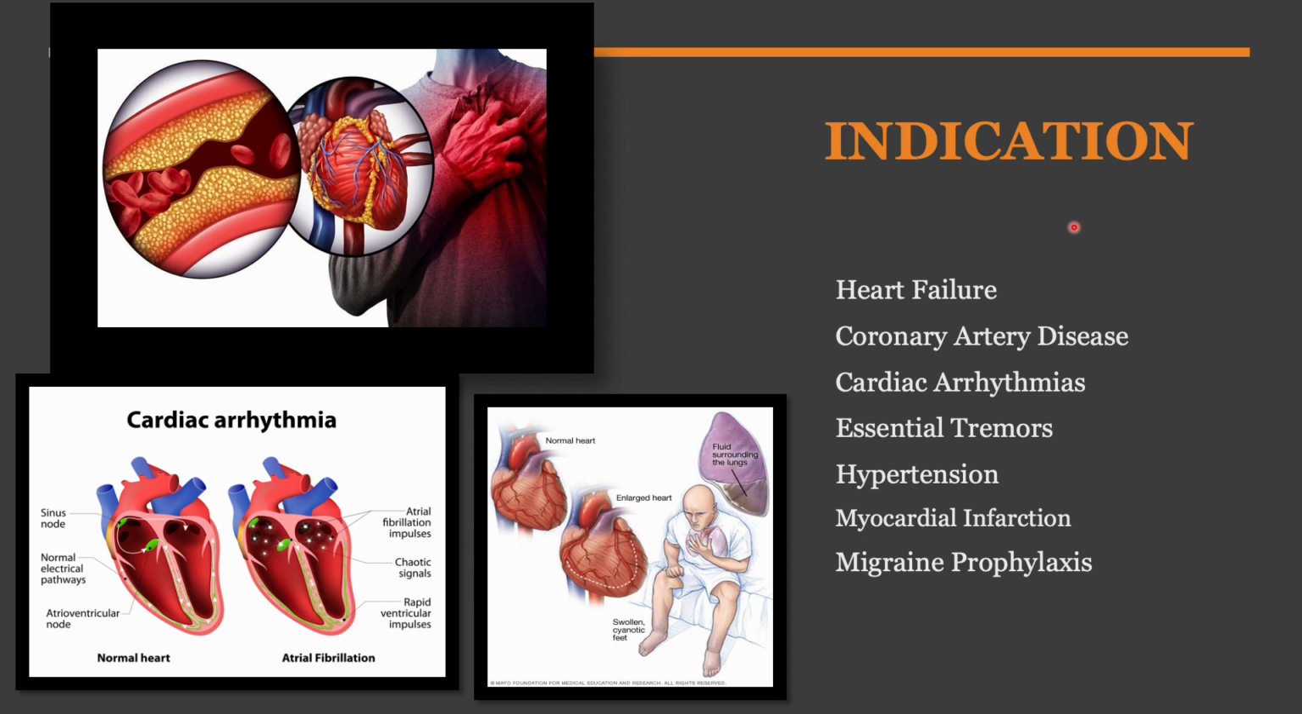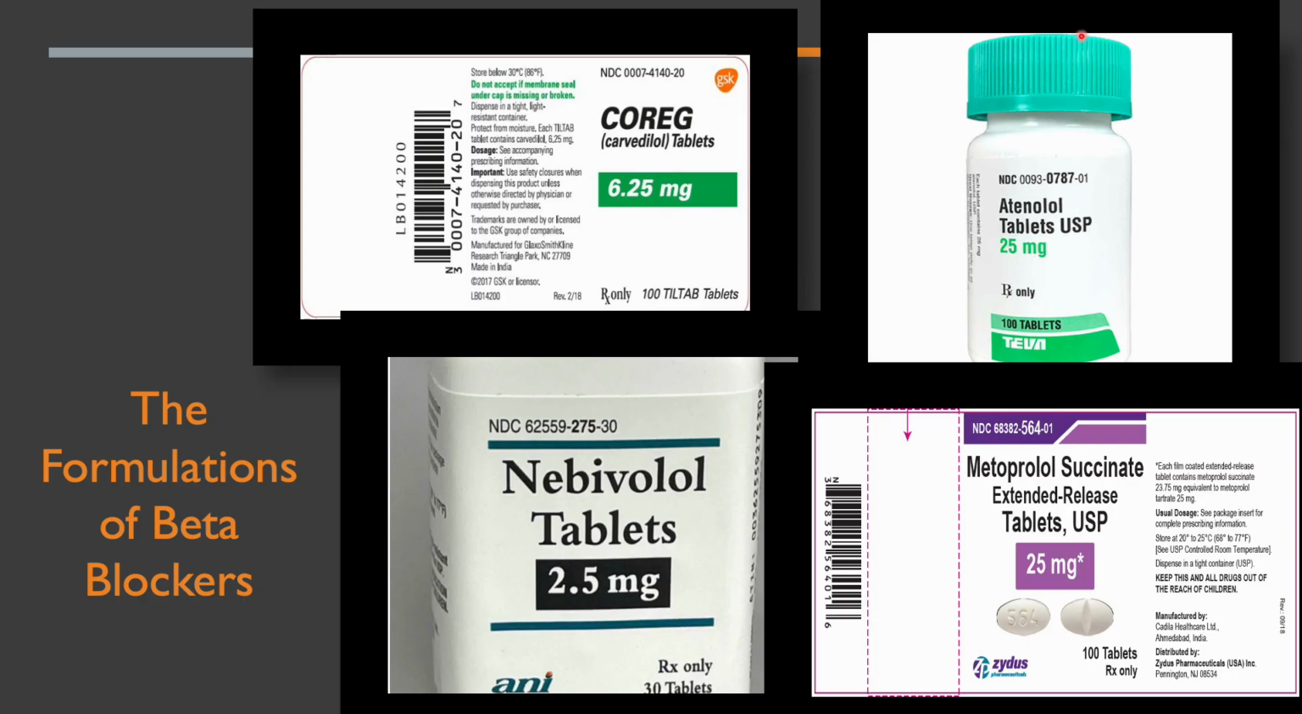Indications for beta blockers include the following: heart failure, coronary artery disease, cardiac arrhythmia, essential tremors, hypertension, myocardial infarction, and migraine prophylaxis. There are other uses that are not mentioned. The following are the different formulations of beta blockers.